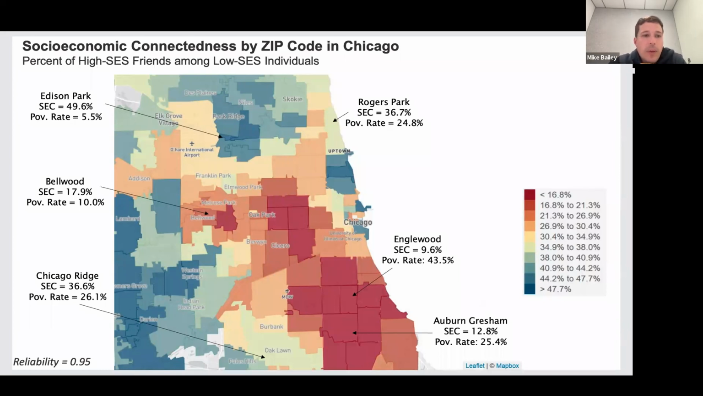Then you just go north a little bit and you'll land yourself in Edison Park with a poverty rate of only 5%, and their socioeconomic connectedness is about 50%, meaning if you're below median, then about half of your friends will be above median. So it's almost like friending at random in that neighborhood. So even within a US city, you'll find huge differences in connectedness between the rich and the poor.